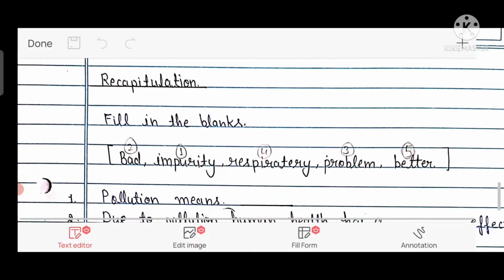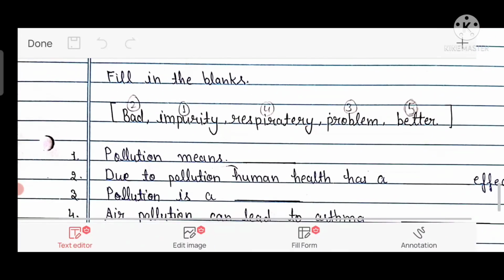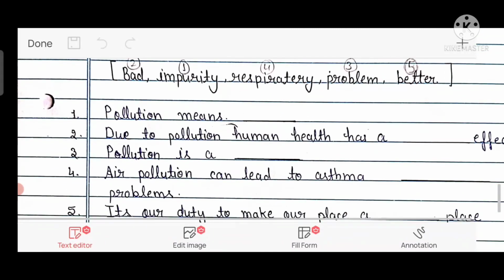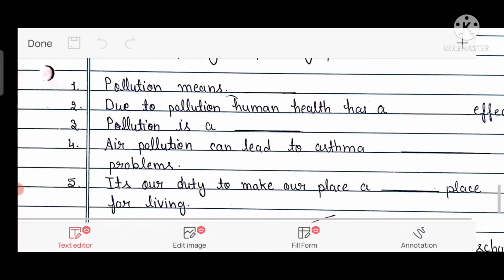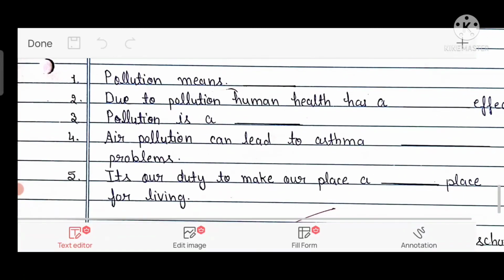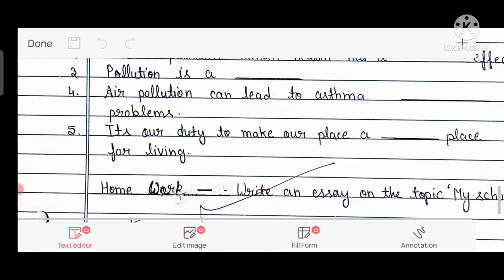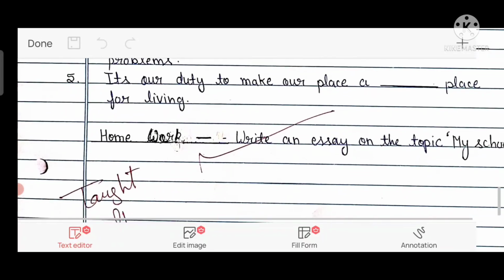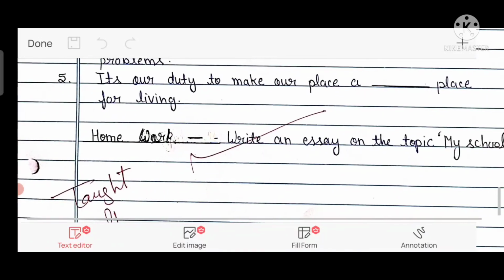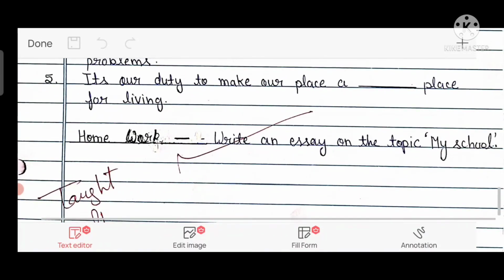After that we'll write the recapitulation. In recapitulation we'll ask 4 to 5 questions. Let's see here. Here we'll mention at least 5 points. Then the last step is homework. So here we will give the homework. Write an essay on the topic my school.